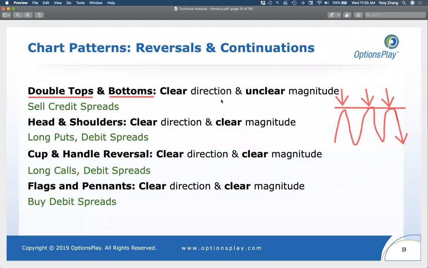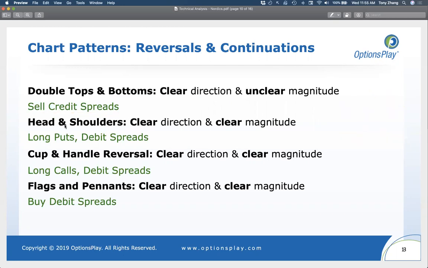And it's really important to remember that these have a clear sense for direction, but they don't necessarily have a clear sense for magnitude, because just because you have a double top, it doesn't necessarily mean that the stock's going to reverse 10% lower or 20% lower. It just tells you that it's going to reverse. It doesn't have any sense for magnitude. So that's why, generally speaking, when you have a double top or double bottom, you're much better off selling a credit spread, because the double top and double bottom in itself doesn't provide any sense for magnitude.